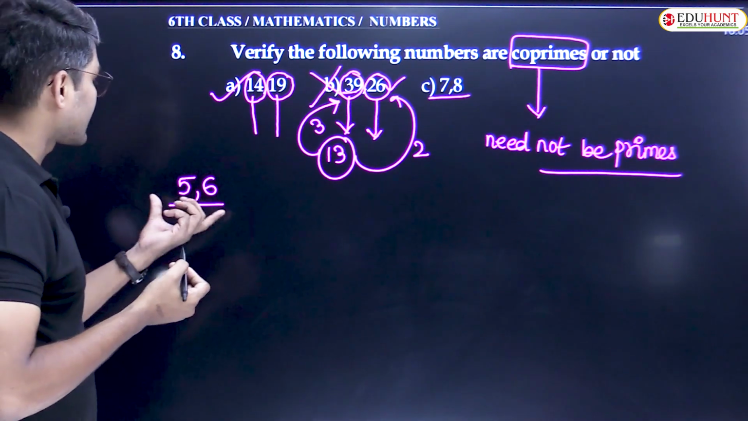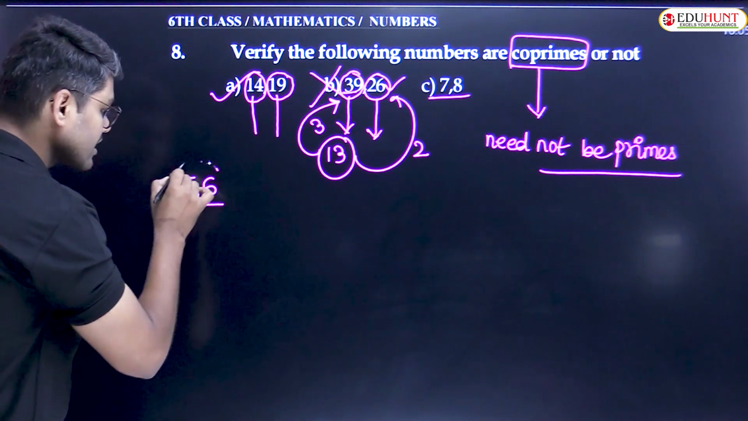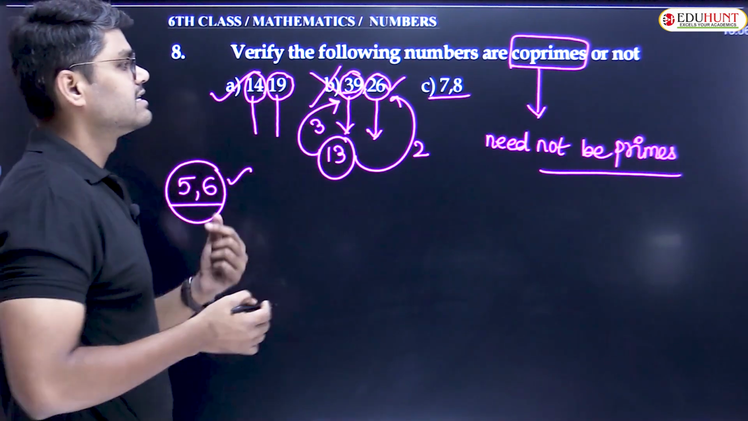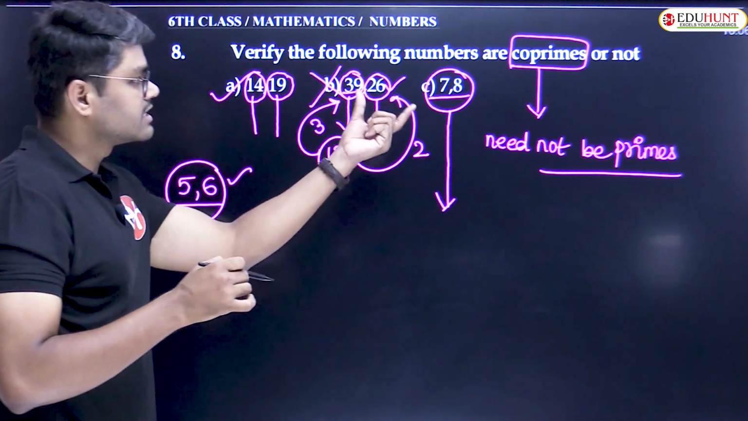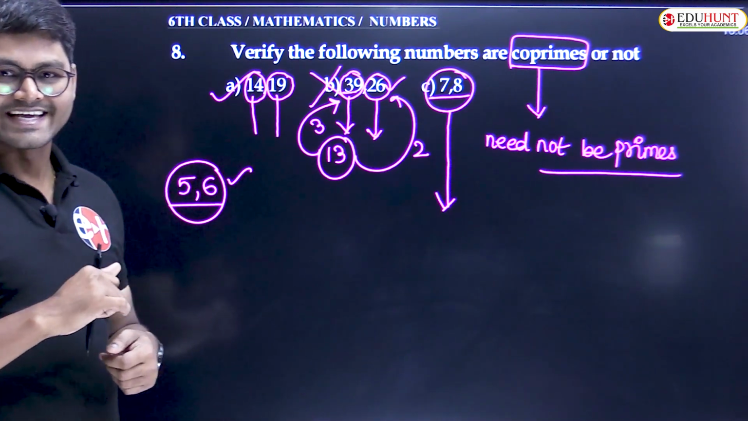These two numbers do not have any common factor other than 1. Therefore, these are co-prime numbers. These are two consecutive numbers. Here 7 and 8 are consecutive numbers, so these two numbers are also co-prime numbers. Okay, let's move on to the next one.